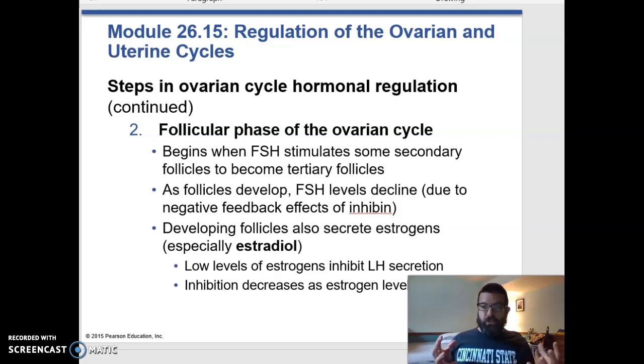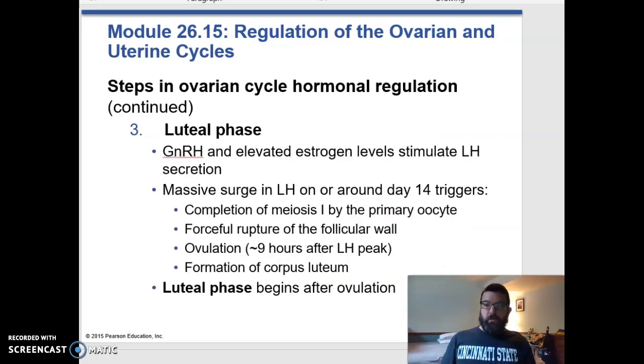Because not only are they nutritionally supporting the growing oocyte that's going through meiosis, but they are also secreting estrogens. Estradiol in particular is the main form of estrogen that we'll talk about. And as they're doing that, they are going to stimulate part of the uterine cycle to go forward, specifically the proliferative phase, where you're undergoing mitosis in the endometrium to rebuild that functional zone. As those follicles get bigger and bigger, you are secreting more and more estrogen. And eventually, when you hit a certain level of estrogen, that's going to stimulate release of luteinizing hormone.